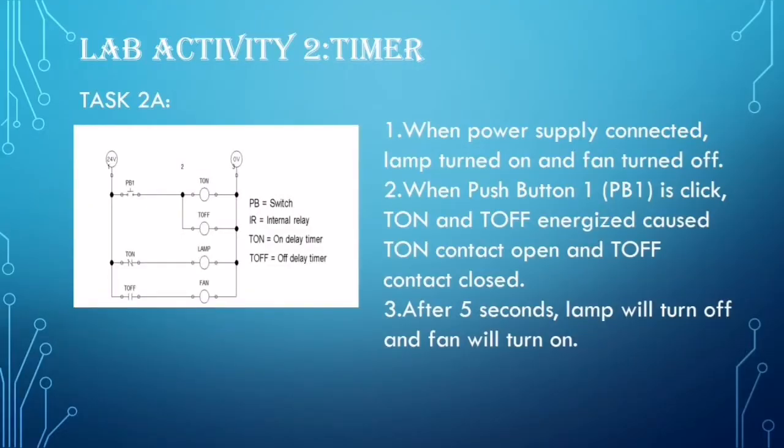For lab activity 2 timer, task 2A: first, when the power supply is connected, the lamp turns on and the fan turns off. Second, when push button 1, PB1, is clicked, the on delay timer and off delay timer energize, causing the on delay timer contact to open and the off delay timer contact to close. Third, after 5 seconds, the lamp will turn off and the fan will turn on.